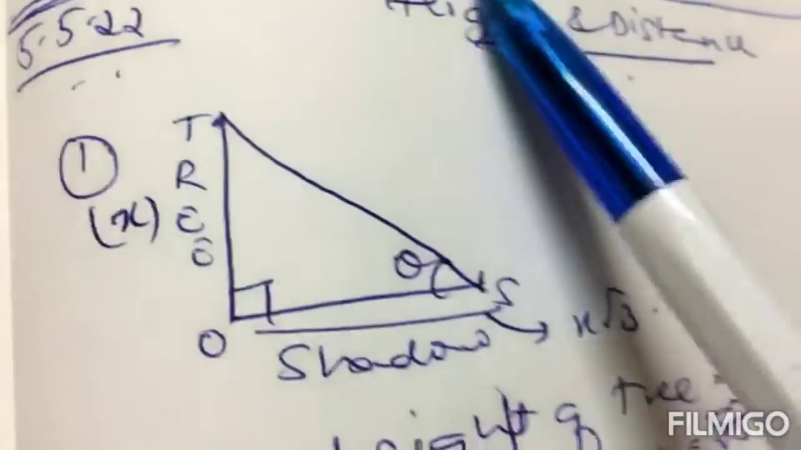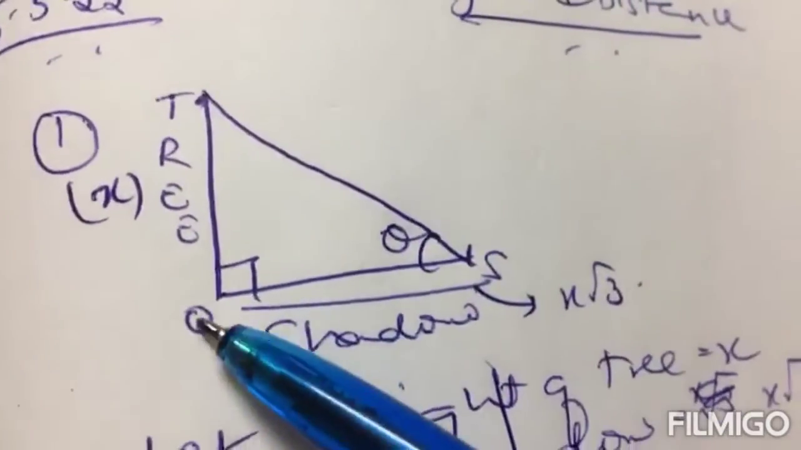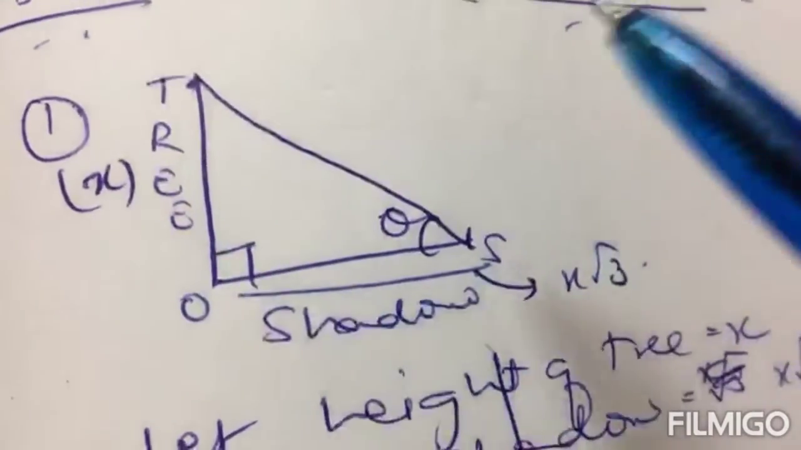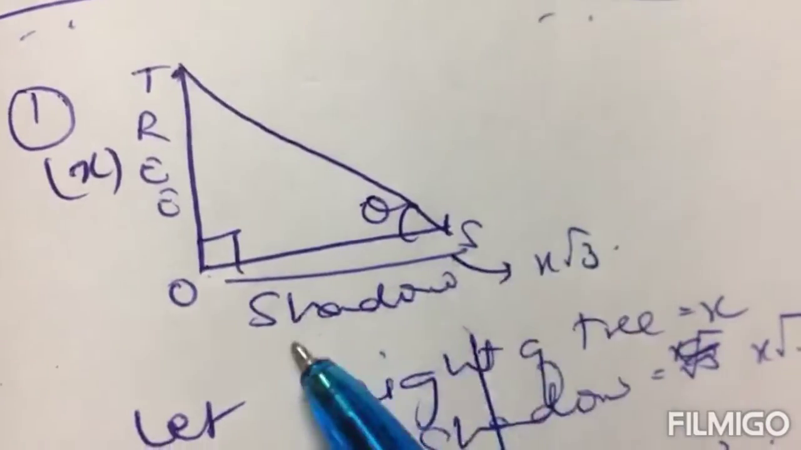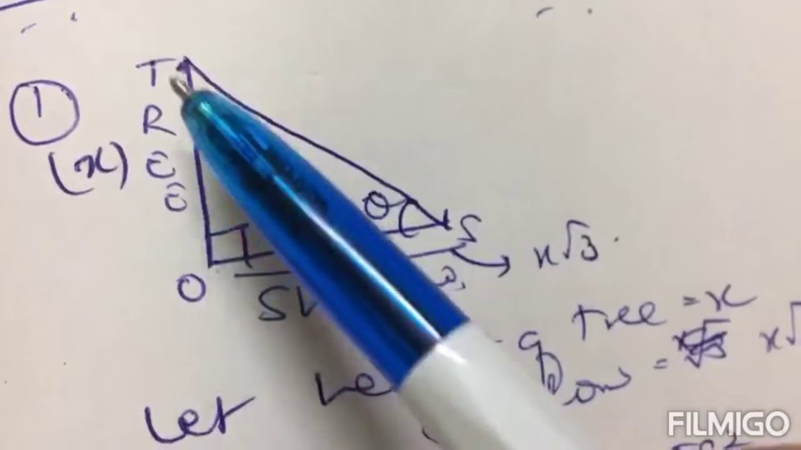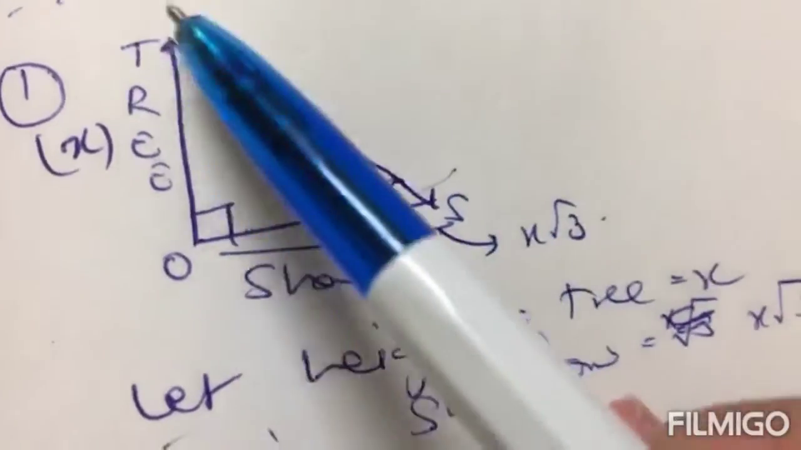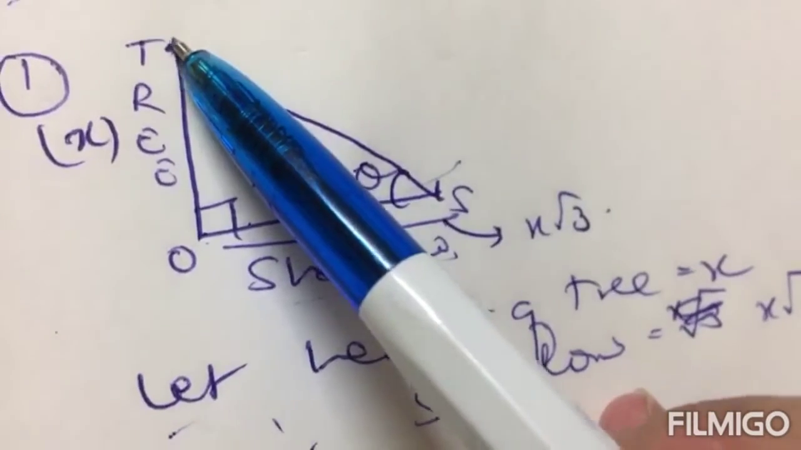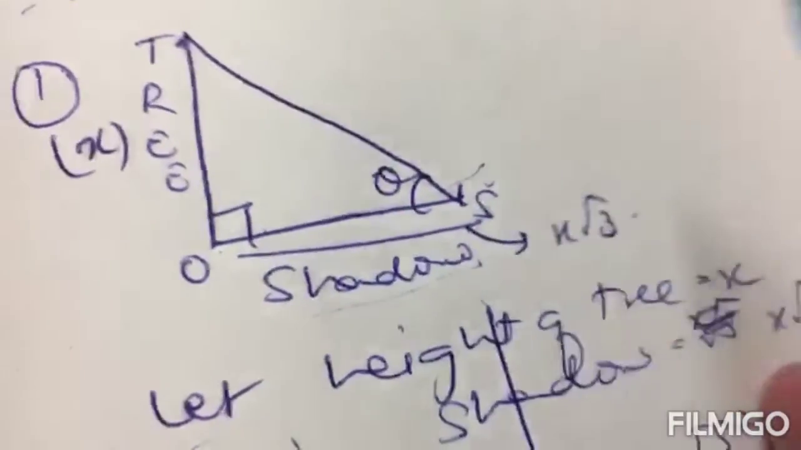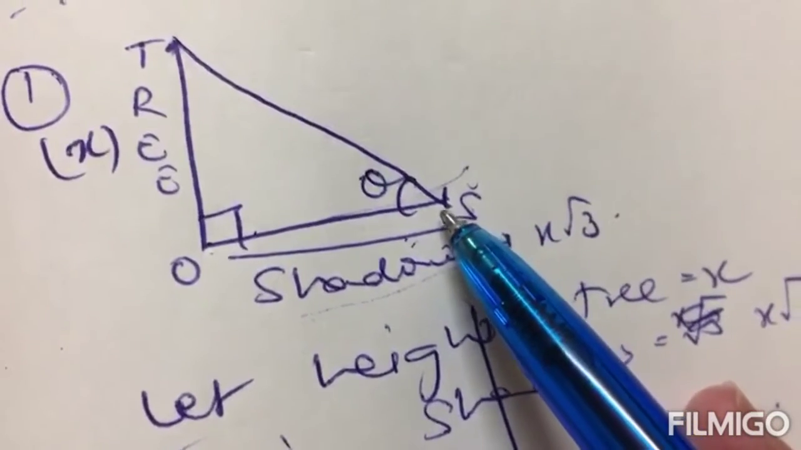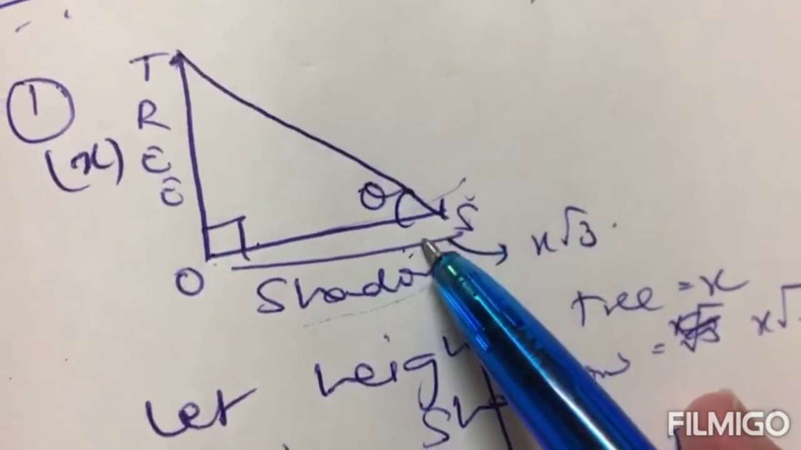Okay, let us draw the diagram. So this is the tree. Let OT be equal to the tree. I have just written it as tree. Let OS be equal to the shadow. Okay, OT is perpendicular to OS. Let us assume that. And TS is the hypotenuse.